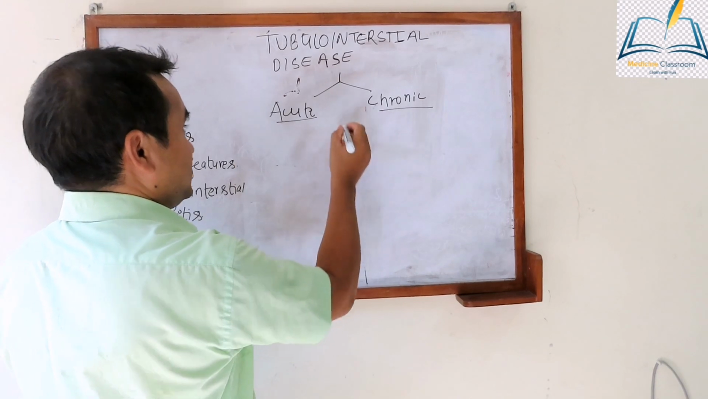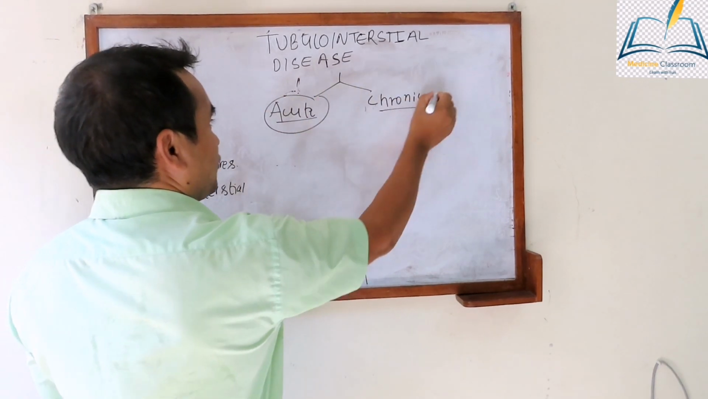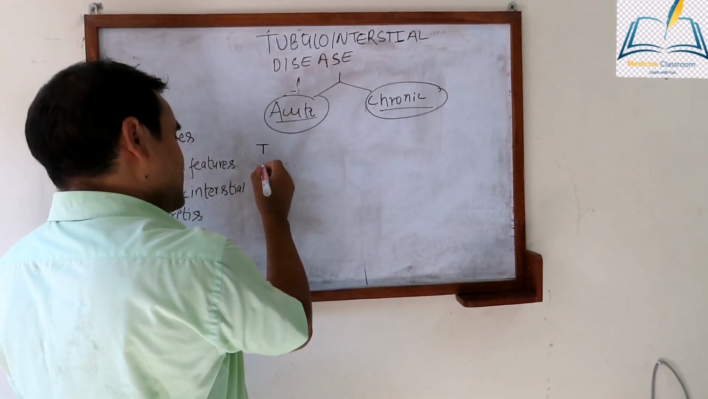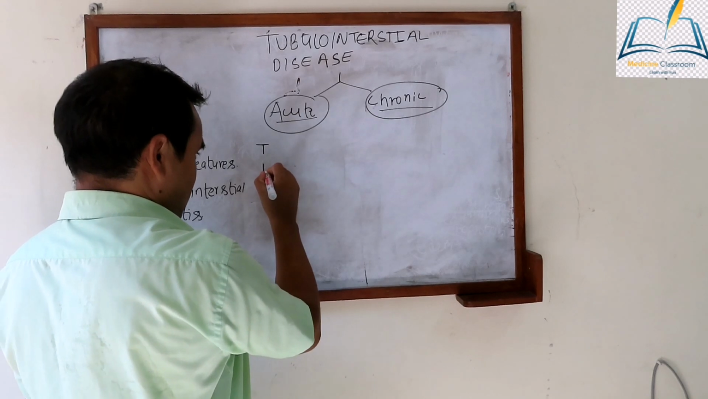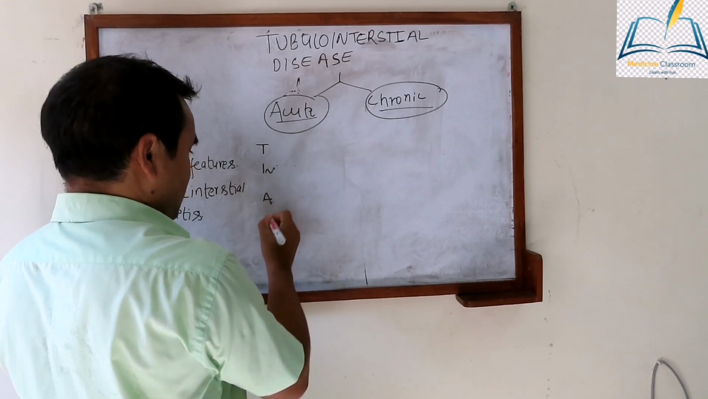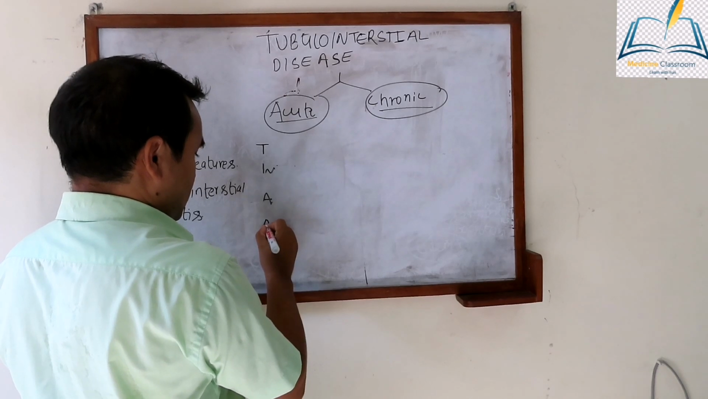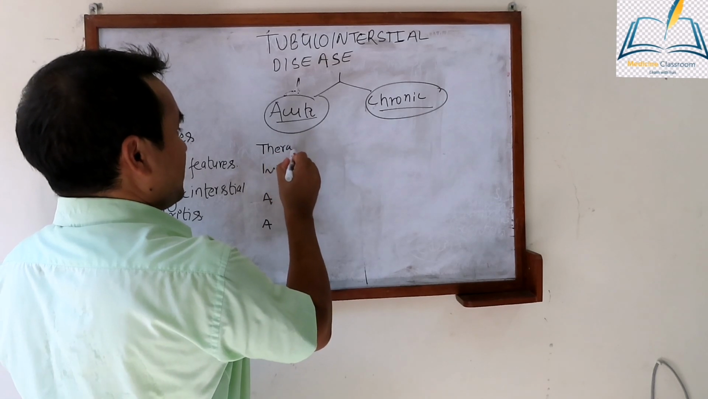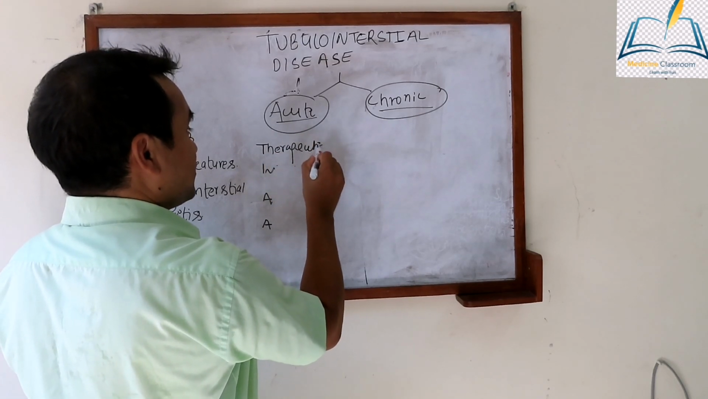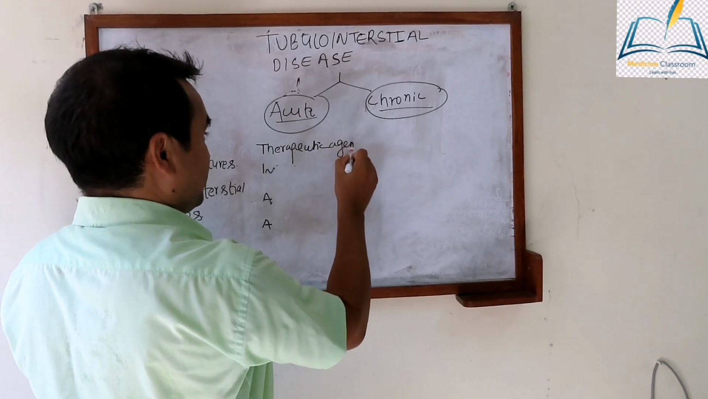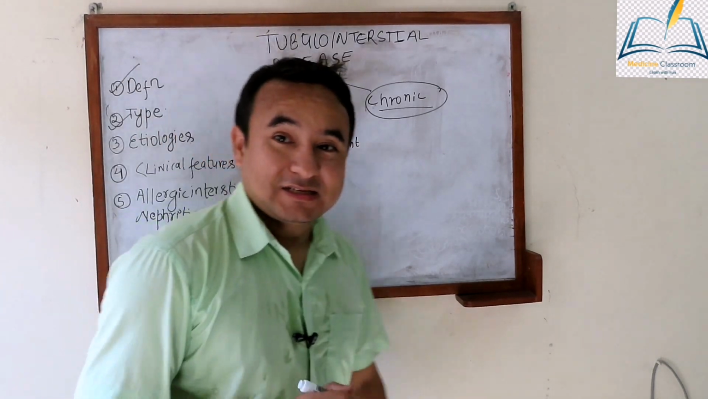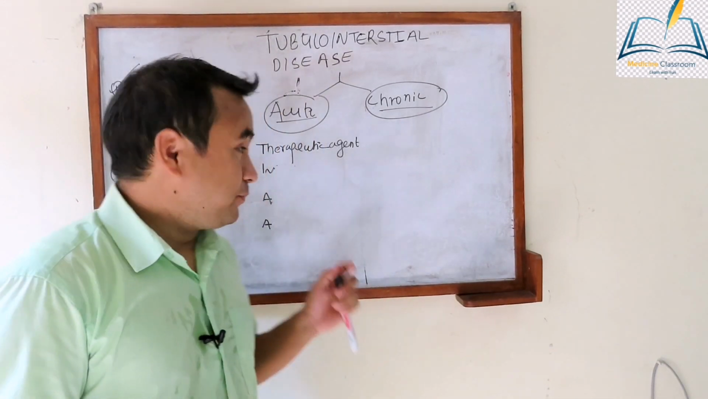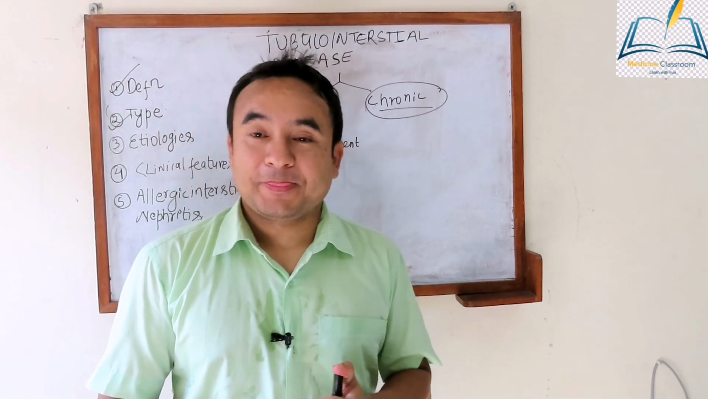Then what are the etiologies? So acute and chronic. For the etiology of acute, I have made a simple formula: TINA. Formula TINA. So T means therapeutic agent. We often get acute tubulointerstitial disease because of therapeutic agents.